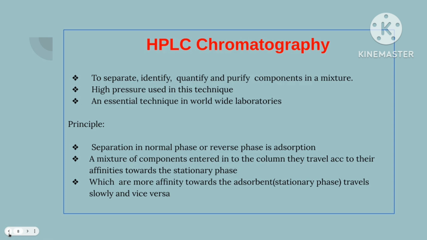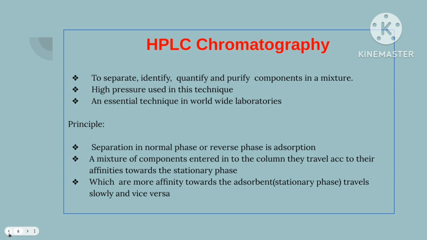A mixture of components enters the column, then they travel according to their affinities towards the stationary phase. Those with more affinity towards the adsorbent, that means the stationary phase, travel slowly, and vice versa, those with less affinity towards the adsorbent travel fast. This is the principle. What is the principle here? The separation in normal phase or reverse phase is adsorption. The main thing is adsorption here.